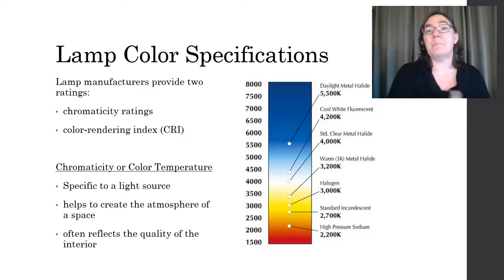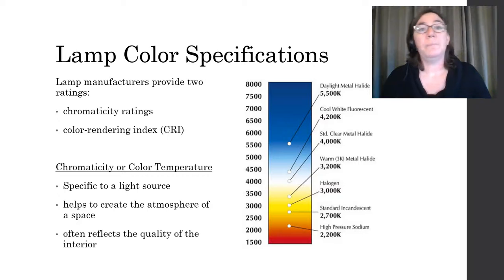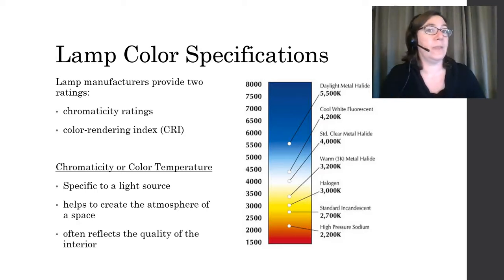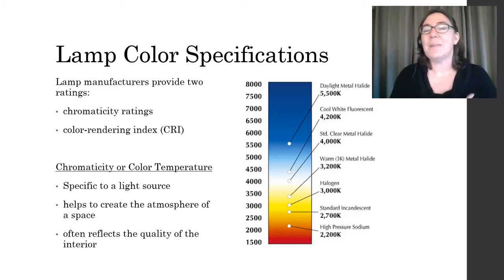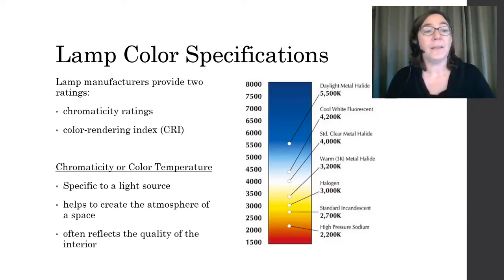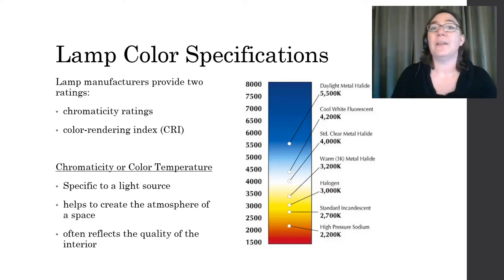And your lamp manufacturers, those who make them, will provide two ratings that relate to colors. One is called chromaticity or color temperature, and the other one's called color rendering index. So let's talk about color temperature first. The color temperature of a lamp or a light source is specific to that light source, and we use it as designers to help create the atmosphere of a space. The color temperature will reflect the quality of the environment and how it feels.